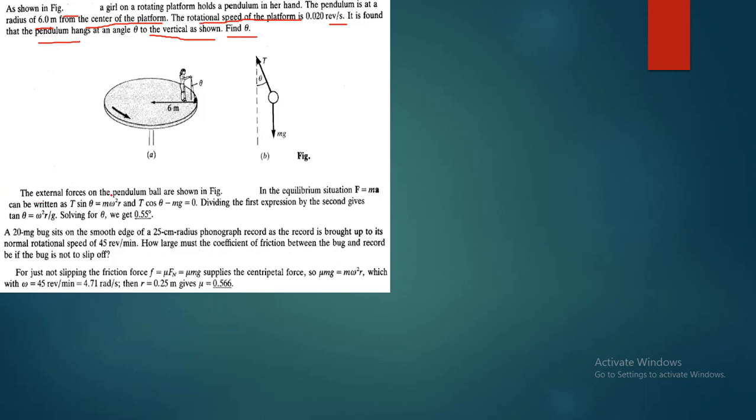The external forces on the pendulum are shown in the figure. So the pendulum, as it swings, has tension and weight. Here we have tension, and this angle is equal to the one here. For tension, we have T cos theta, and here we have T sin theta. Therefore, it can be written that T sin theta equals m w squared r.